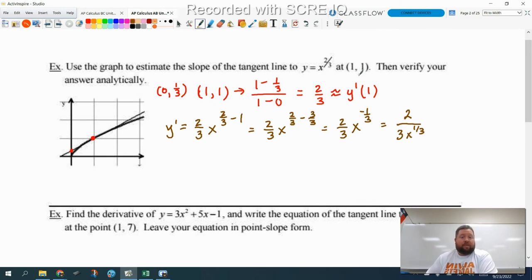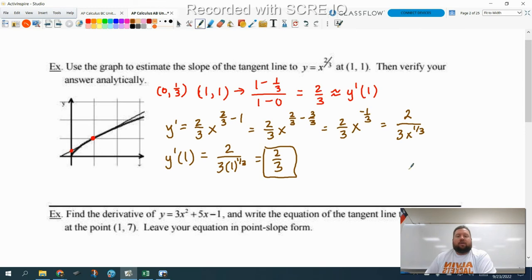So this is the derivative, and now we're going to plug in 1 and find y prime of 1. That's 2 over 3 times 1 to the 1/3. And look at that, our estimate was exactly correct. The derivative is 2/3. So that is the slope of that line, 2 over 3.